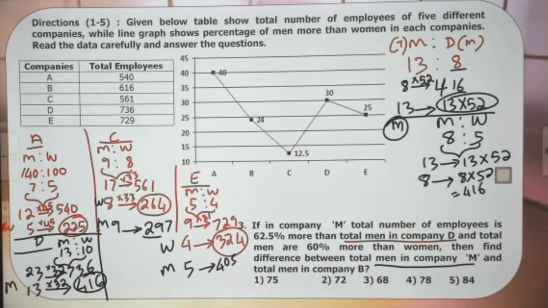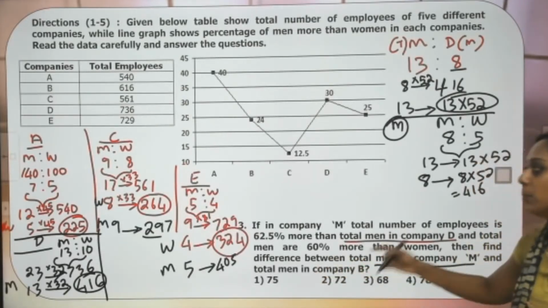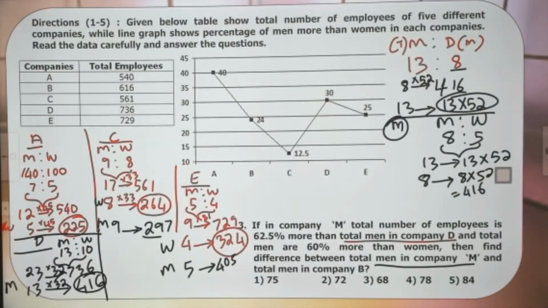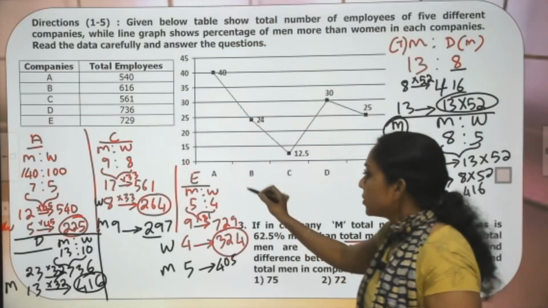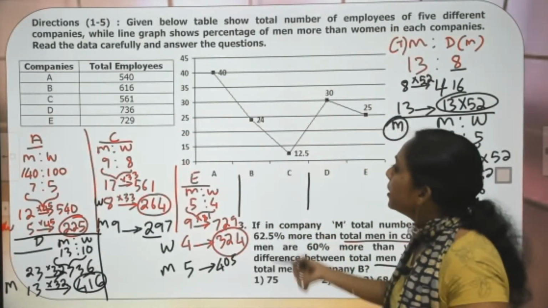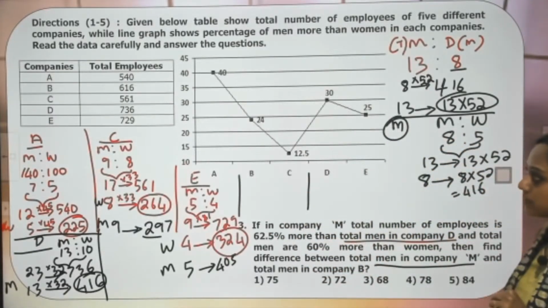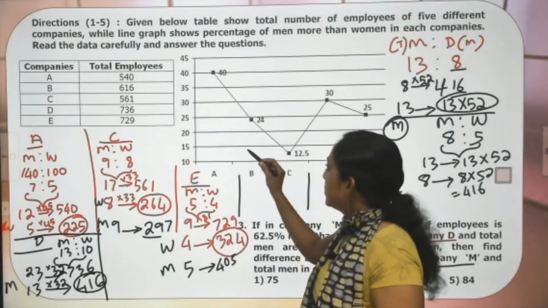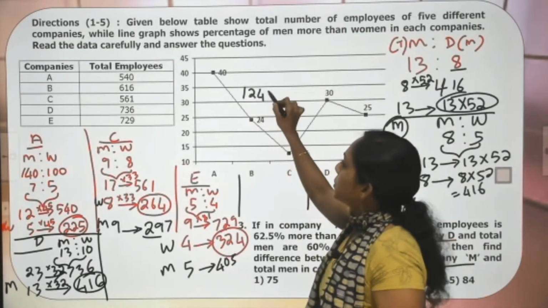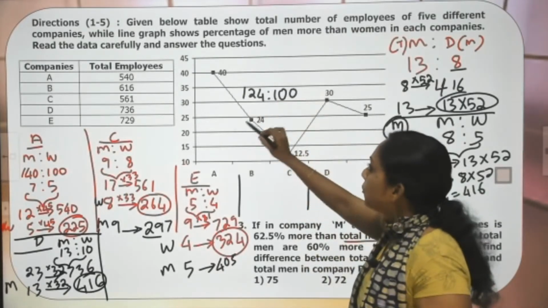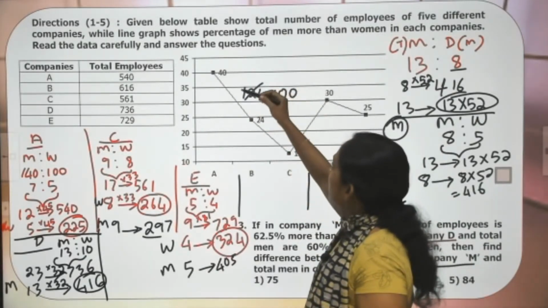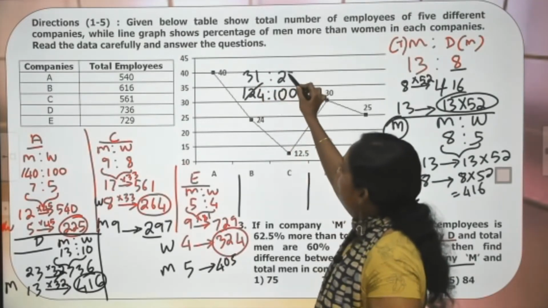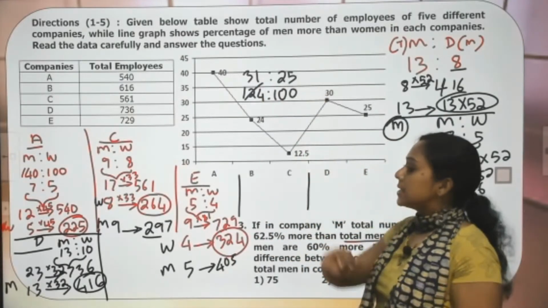Now next you have to find the total number of men in company B. Till now we haven't solved for company B, so right now I am going to solve for company B. For company B, this 24% is actually 124:100. Simplifying with 4, this will be 31:25. So this total is 56.